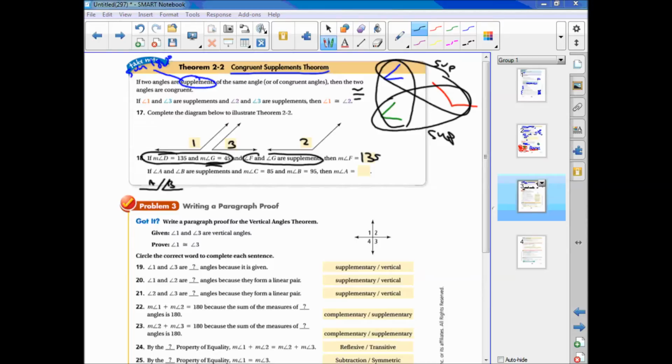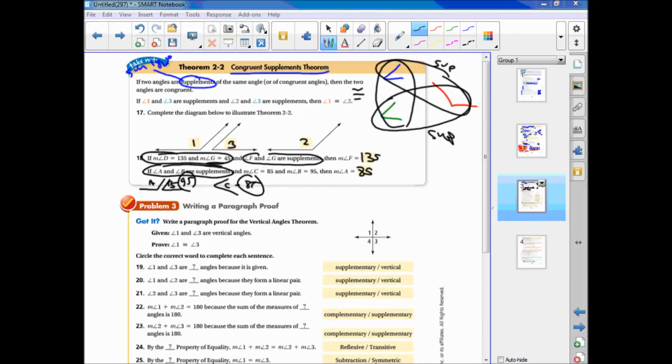And the measure of angle C, somewhere over here, is 85. And the measure of angle B is 95. So notice that B and C are supplements also. So if A and B are supplements, and B and C are supplements because we can see the numbers themselves and add them up to 180, then that means A and C should have the same measure, and since C is 85, A should also be 85. Now, if you just stop and think about it for a second, we didn't really need that.